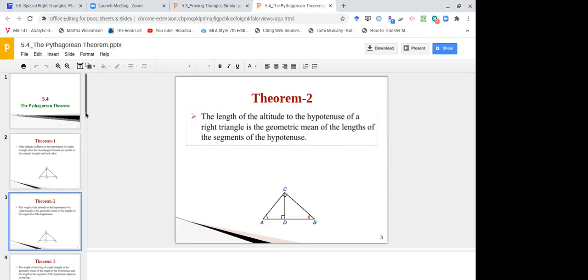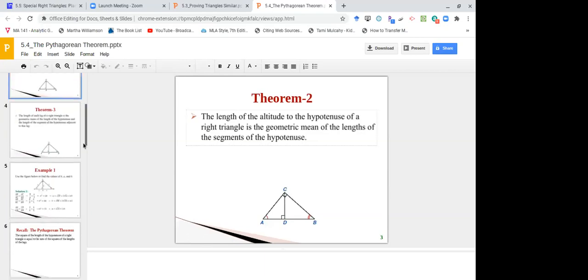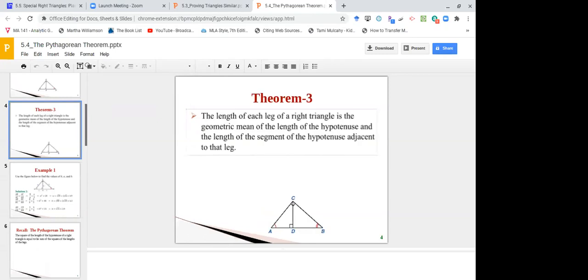You'll learn about that when you study the geometric mean. And then we also have something about the length of each leg of a right triangle. So the legs, remember, those are the ones that are not the hypotenuse, so the shorter sides. The length of each leg is the geometric mean of the length of the hypotenuse and the length of the segment of the hypotenuse adjacent to that leg.